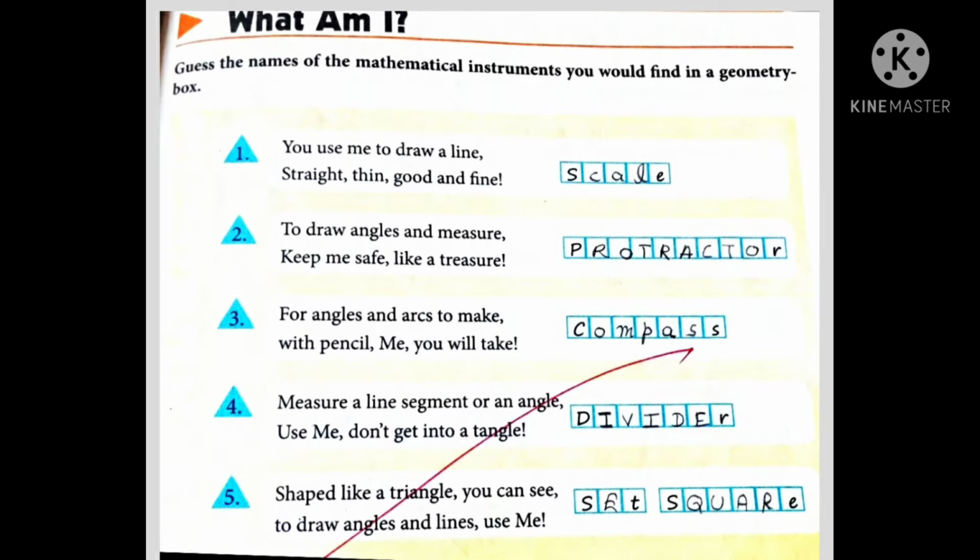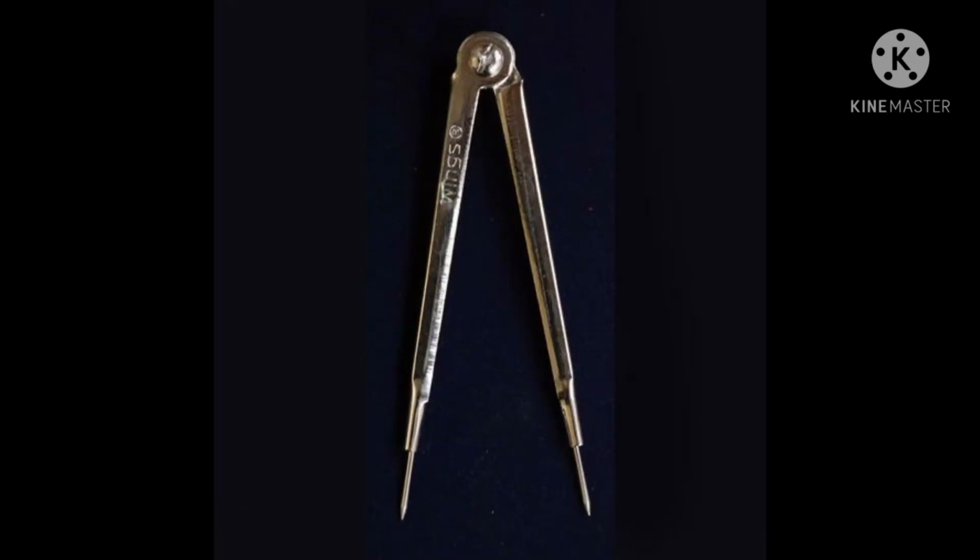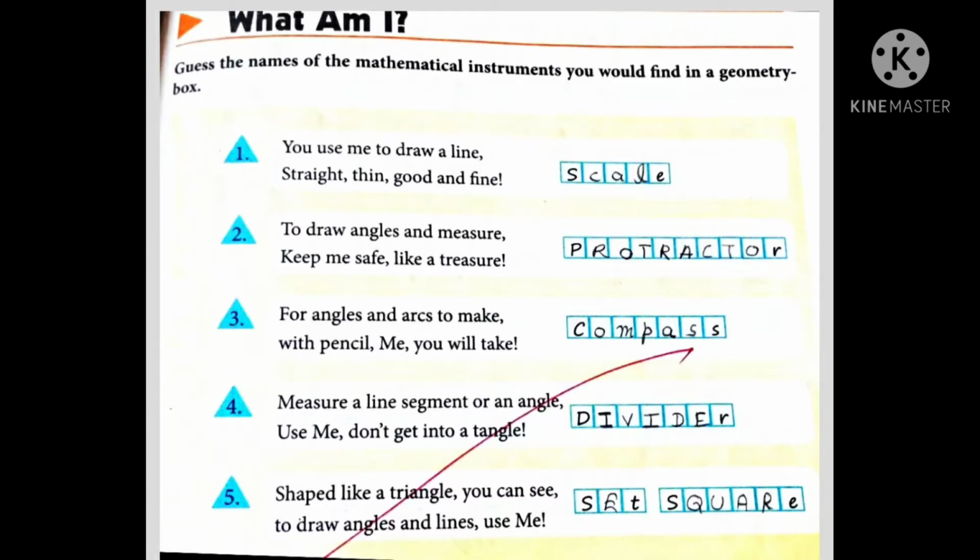Fourth, measure a line segment or an angle. Use me, don't get into tangle. This is divider. DIVIDER. Fifth, shaped like a triangle, you can see, to draw angles and lines, use me.